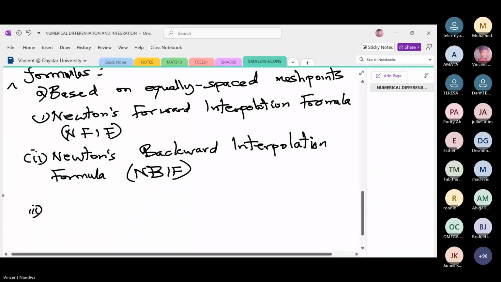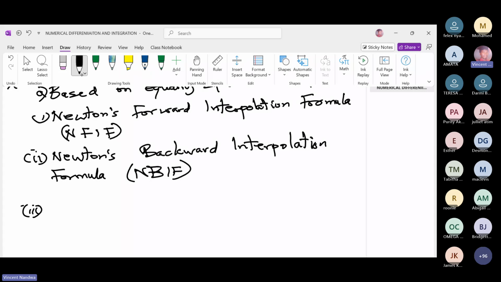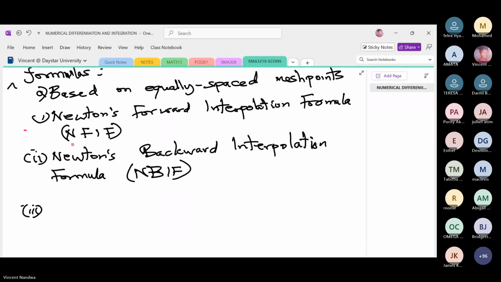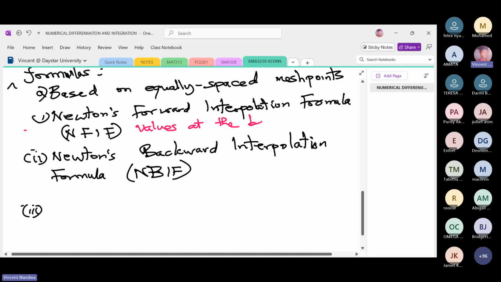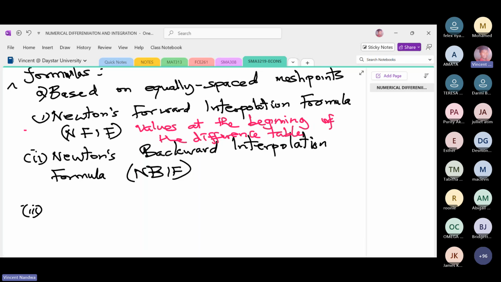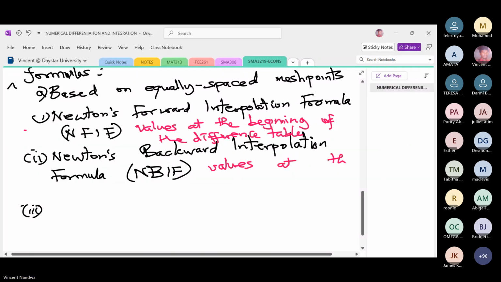Then number 3, so remember, to apply Newton's forward interpolation formula, you use it to approximate values which are near the beginning, or the top, of the difference table, while Newton's backward interpolation formula will be applied when you are doing approximation for values at the bottom of the difference table.